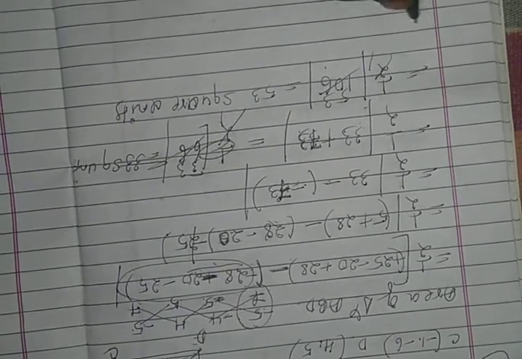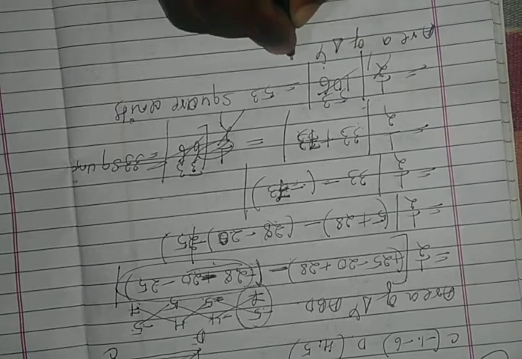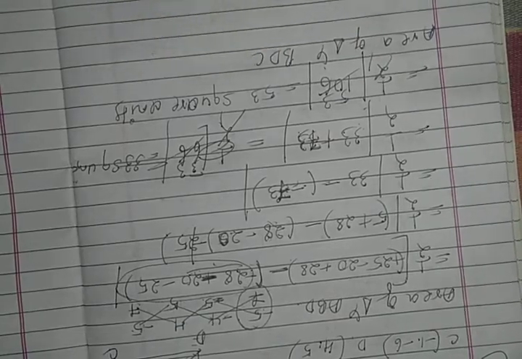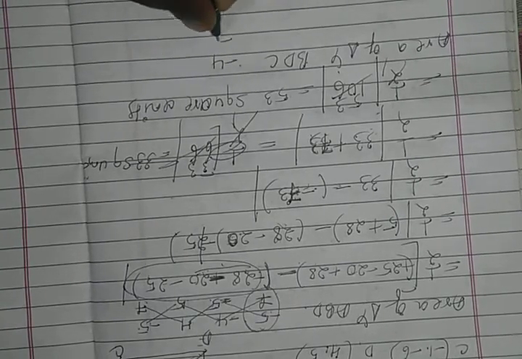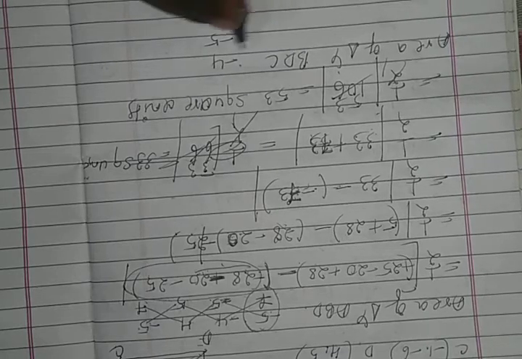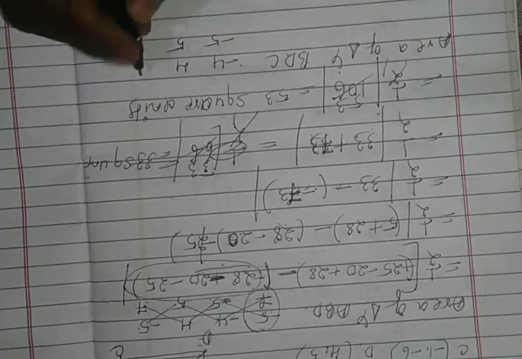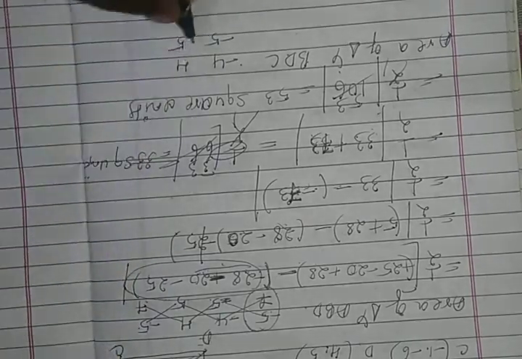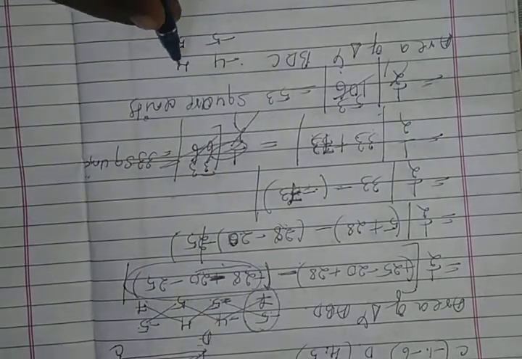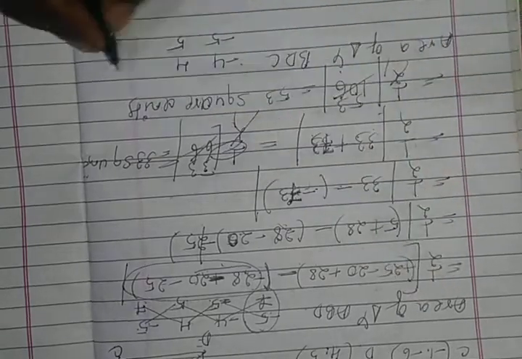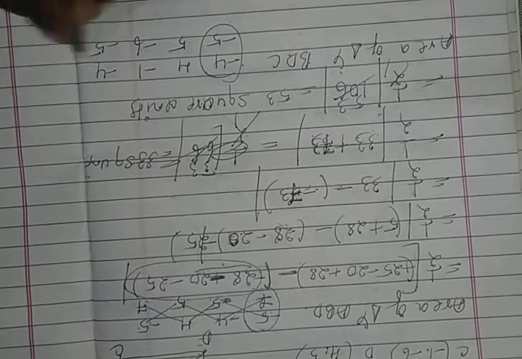So let us see the second. Area of triangle BDC. Let us write the coordinates of point B is (-4, -5). Second, D is (4, 5), and then C. You can take any order. D is (4, 5), C is (-1, -6), and you have to write once again (-4, -5).